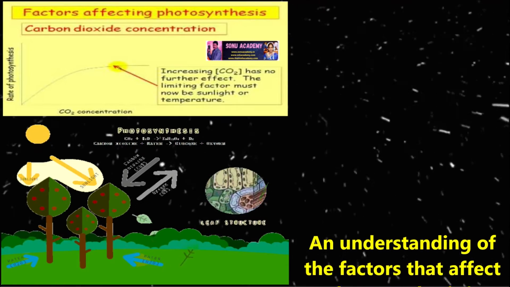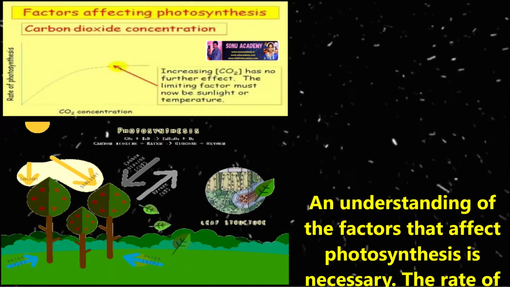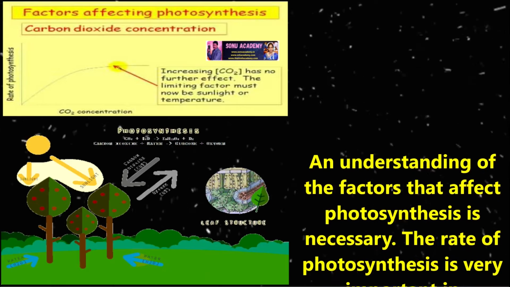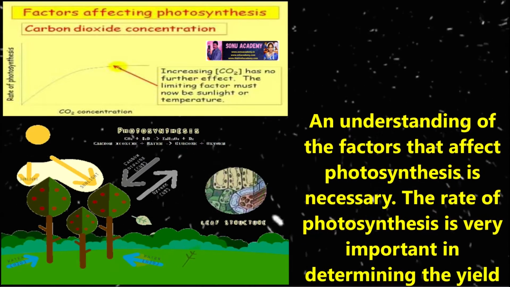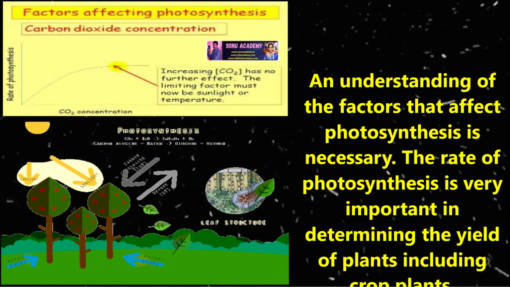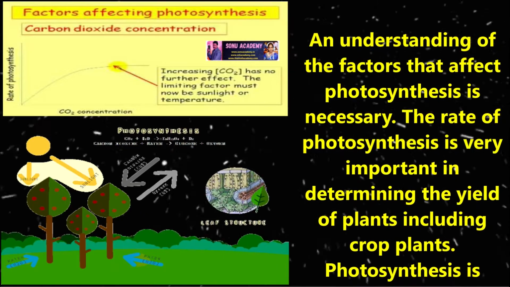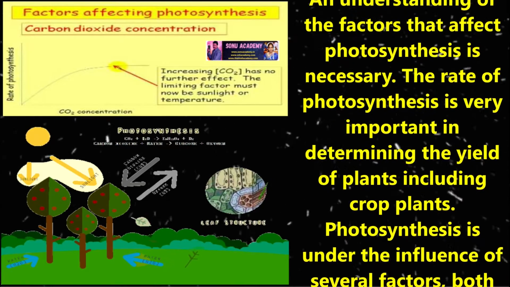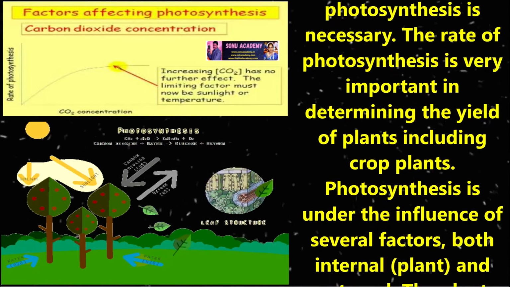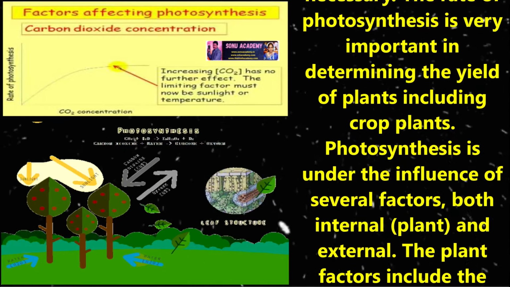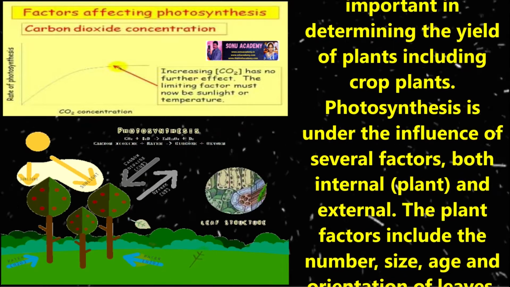Children, now let us discuss factors affecting photosynthesis. An understanding of the factors that affect photosynthesis is necessary. The rate of photosynthesis is very important in determining the yield of plants, including crops. Photosynthesis is under the influence of several factors, both internal and external to the plant.